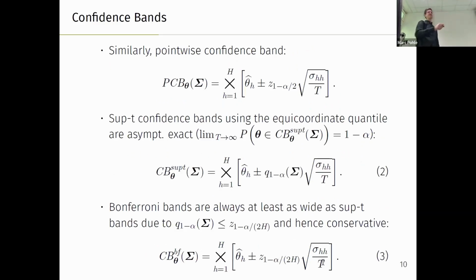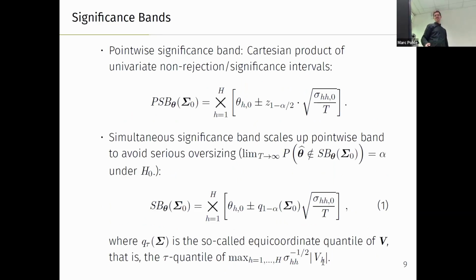So on confidence bands. Okay. So you could also write down a Bonferroni significance band. Actually, we are currently revising the paper, and maybe Bonferroni bands will play a bigger role. So this is what we would call a sup-t band. This comes on the next slide for the confidence bands.